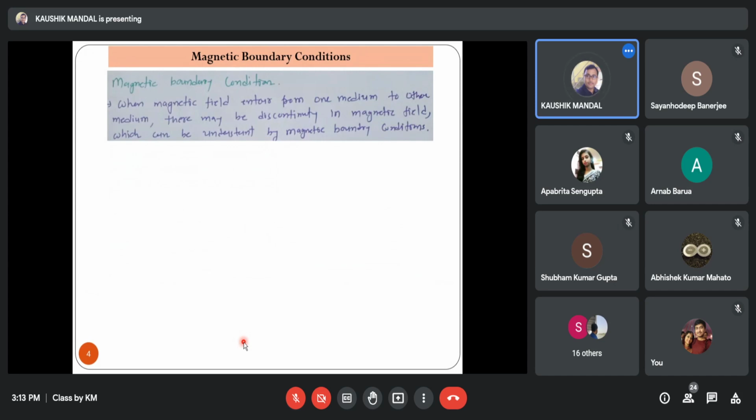Is it clear? The magnetic boundary conditions will describe whether there is any discontinuity in the magnetic field due to the change in medium, when the magnetic field travels from one medium to another medium.